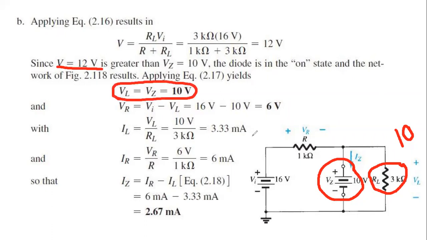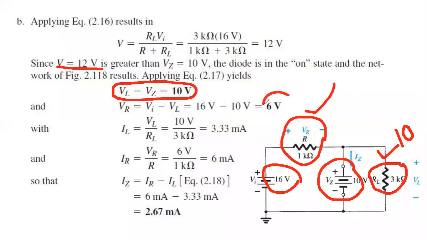So what is the voltage of R? It will be the rest of the voltage. From 16 minus 10 across RL, we get 6. So the rest of the 6 volt will be across R. So you see that for this resistor, VR equals 6 volt. So you already got these two.